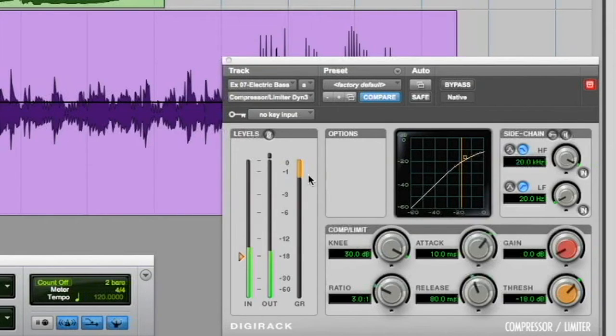Sure enough, it's barely ticking over. I mean, it's like minus 1 to minus 2, which is almost imperceivable, but what it allows you to do is give you just a more natural sound to your compression.